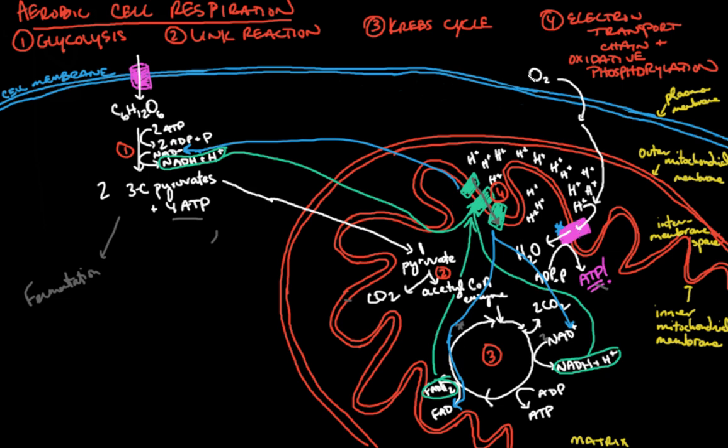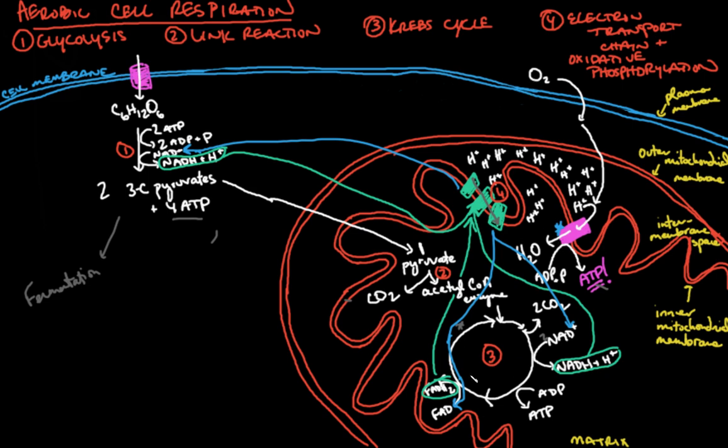So oxygen is critically important here, because without oxygen we would not be able to maintain this concentration gradient. ATP synthase would not function. It would not make lots and lots of ATP. So your cell actually doesn't go through this when there's no oxygen.